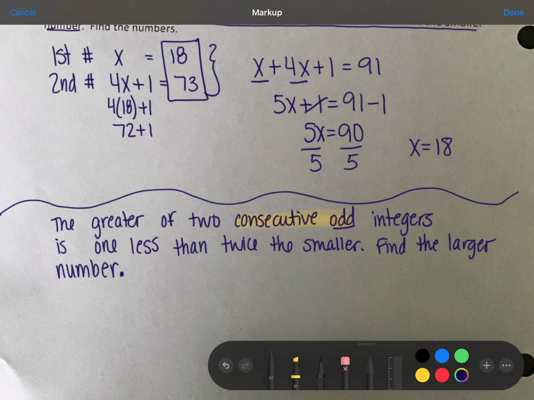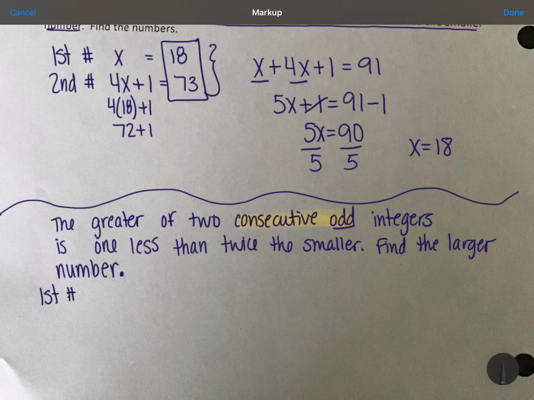So I only got 2 of them. We're going to let my first number be n, and we're going to let the second number, because it's odd, be n plus 2. All right, so it says the greater of these 2 numbers. Which one's the greater one? That would be the n plus 2. So the greater number is 1 less than twice the smaller.